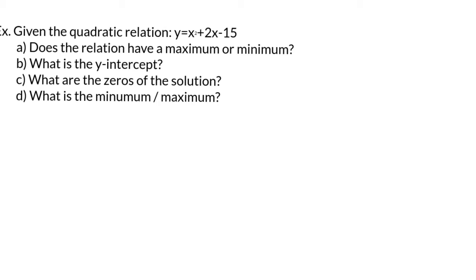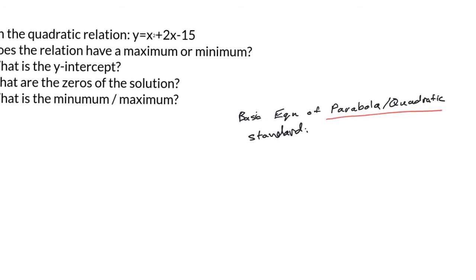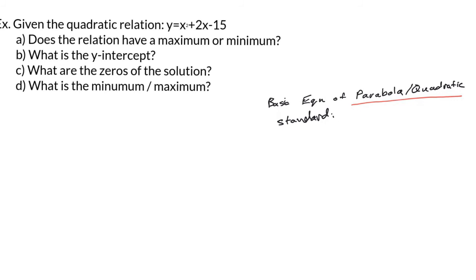Now, let's take a look at the basic equation for our parabolas. As an aside, you're going to have your note, and then there'll be a calculation beside it. That's what we'll do for this lesson, and then we'll summarize it at the end. So the basic equation for a parabola, also known as a quadratic, is given by this standard equation: y is equal to ax squared plus bx plus c.